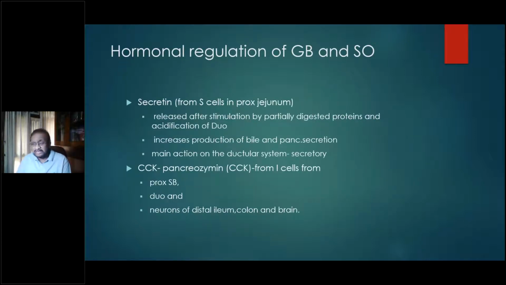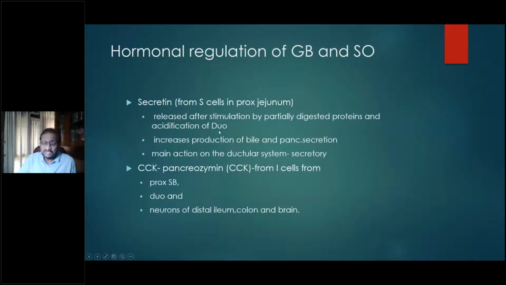The hormonal regulation is again very, very important. Why? Because of the two hormones, the cholecystokinin and secretin, and among these two, cholecystokinin-pancreozymin is perhaps the most important. Now, secretin is basically released from the S cells in the proximal jejunum. All these are being released where? The proximal jejunum and the duodenum. Secretin from the proximal jejunum is released by stimulation by what? Partially digested protein and acidification of the duodenum.